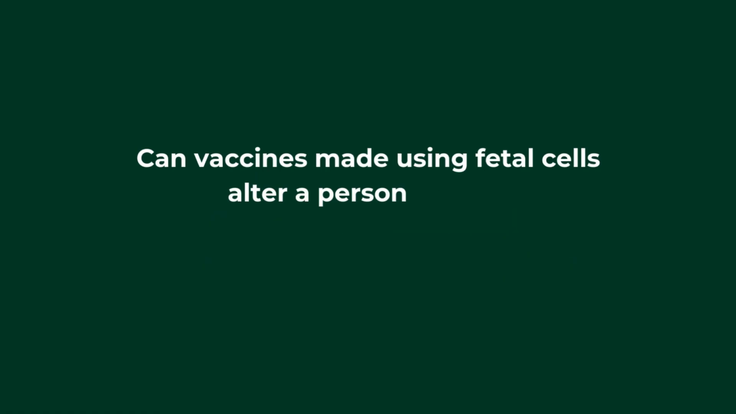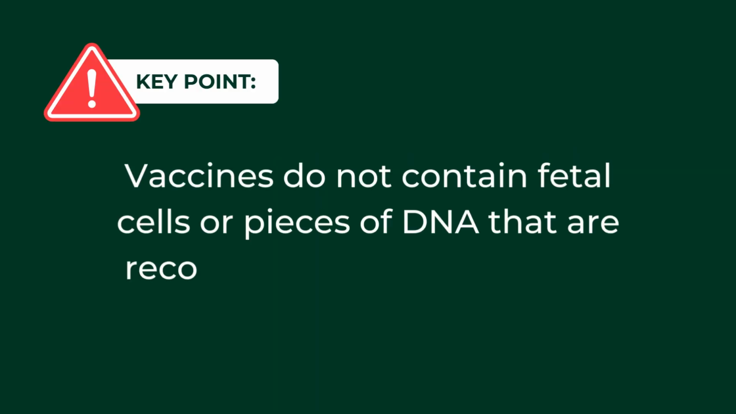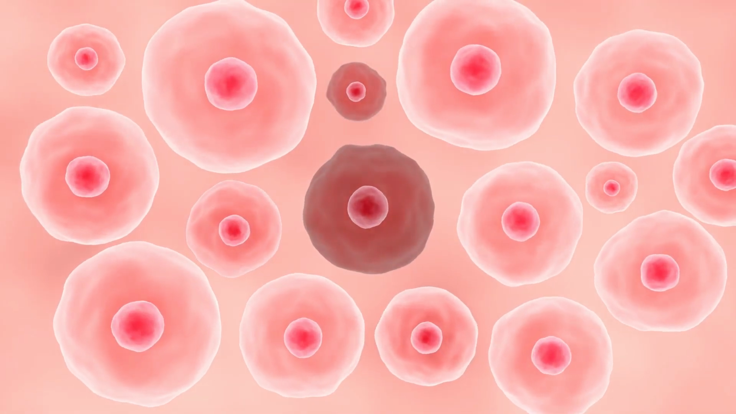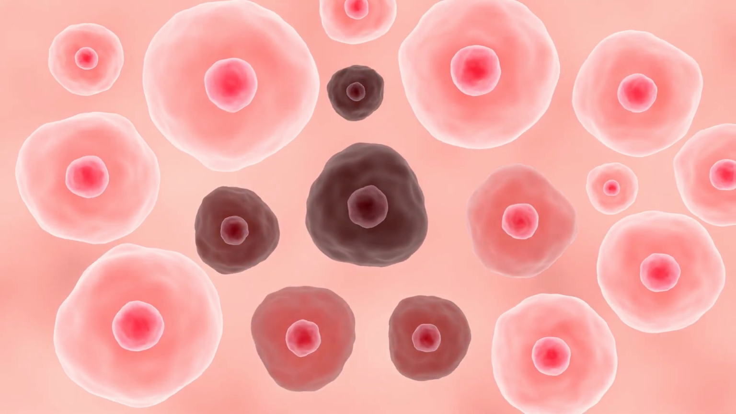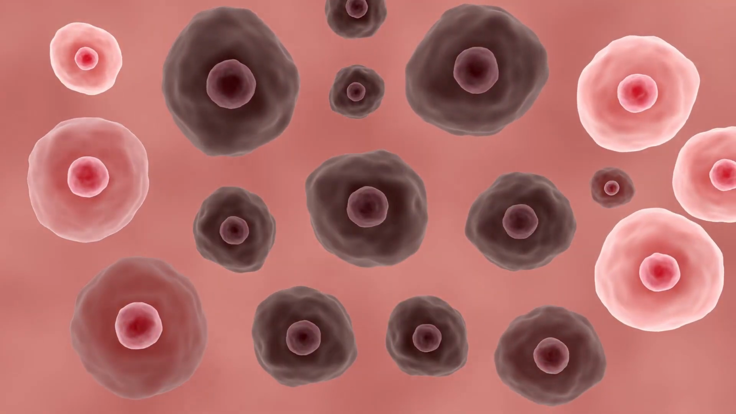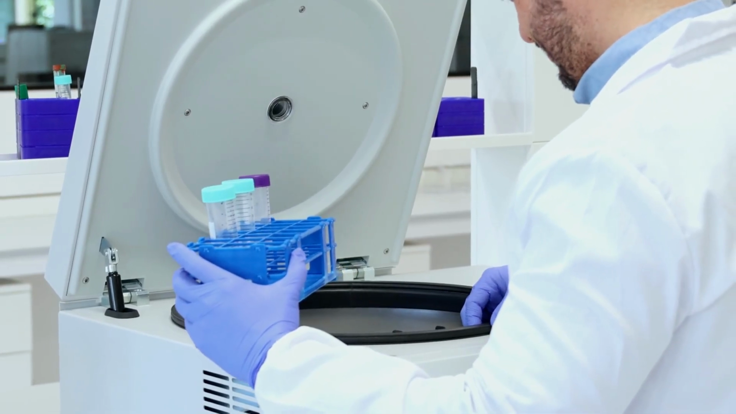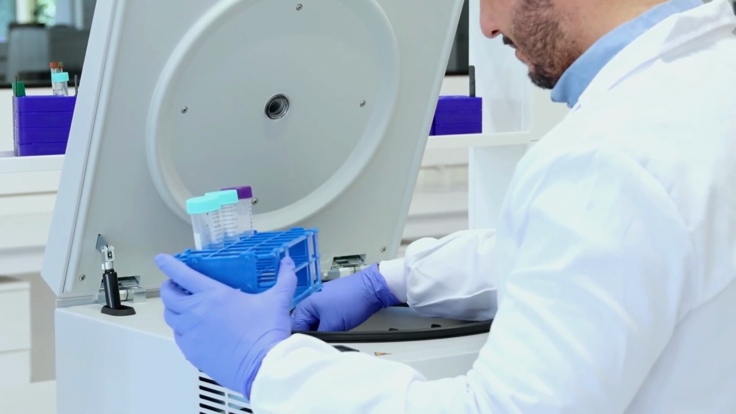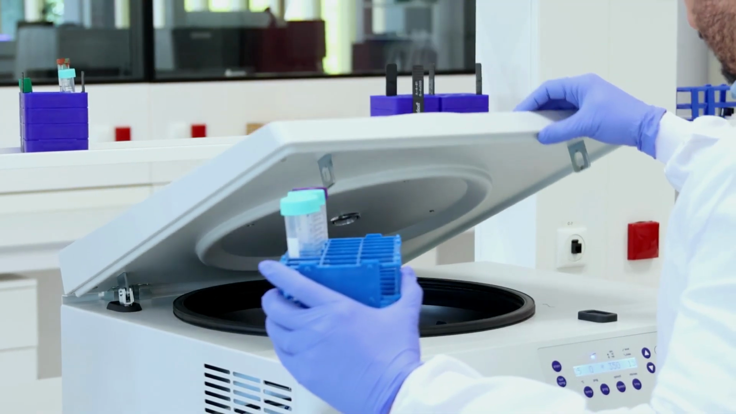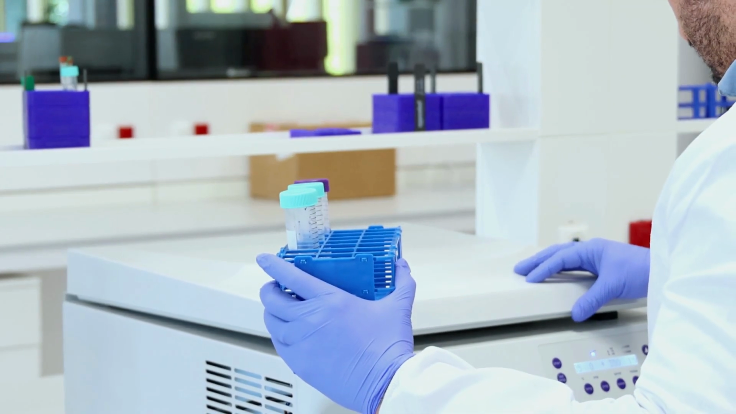Can vaccines made using fetal cells alter a person's DNA? Even though fetal cells are used to grow vaccine viruses, vaccines do not contain these cells or pieces of DNA that are recognizable as human DNA. People can be reassured because when viruses grow in cells, a natural step in the process involves cell death. In most cases, the new viruses burst the cells to be released. Additionally, once the vaccine virus is grown, it's purified so that cellular debris and growth reagents are removed. Lastly, during the process of purification, any remaining cellular DNA is also broken down.